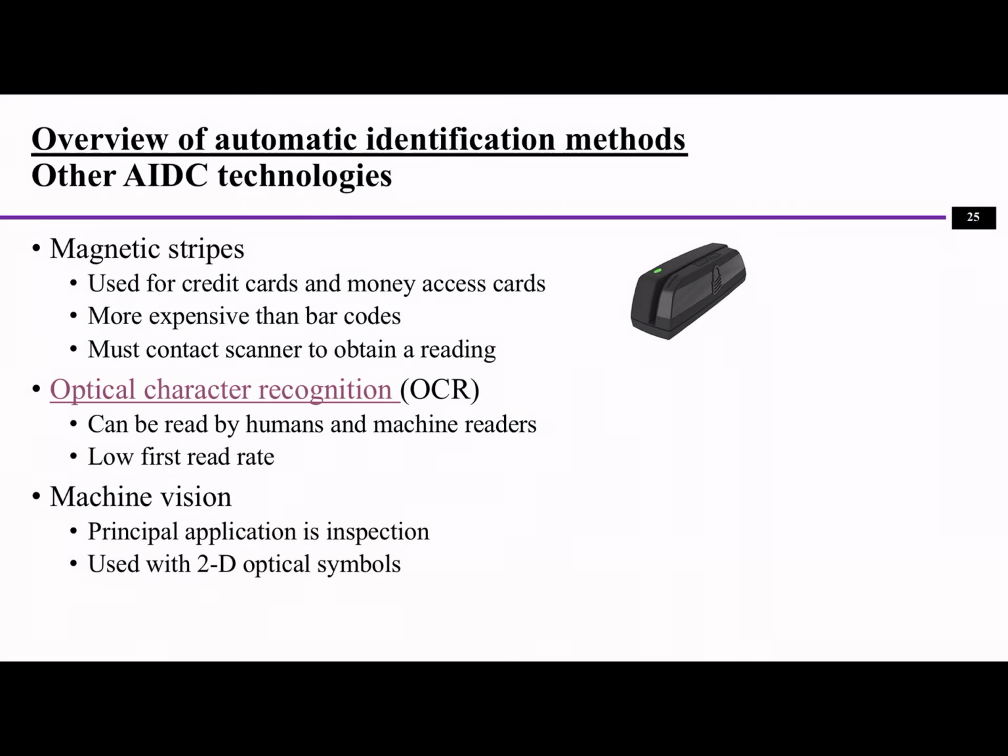All right, so that's OCR, and also recently people have developed machine vision technologies. So basically, you just take pictures, or by looking at the general shapes or graphs, you can actually read the information. So that's all about the AIDC technologies.